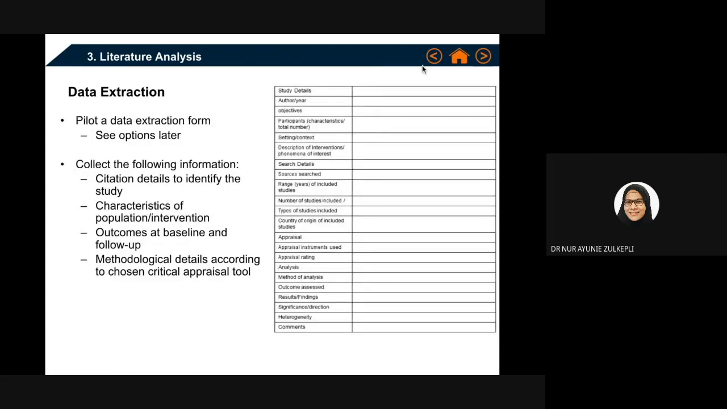This is an example of the form that I mentioned just now, the data extraction form. It is listed here; this is just an example template. Study details, author, objective, participants, settings, search details, sources, range, number of studies included. So this is basically a simple method, the way you extract data from a whole, lengthy full-text article. You extract it in the form of data extraction here, and you collect all the information needed.